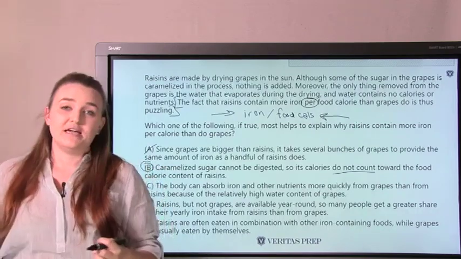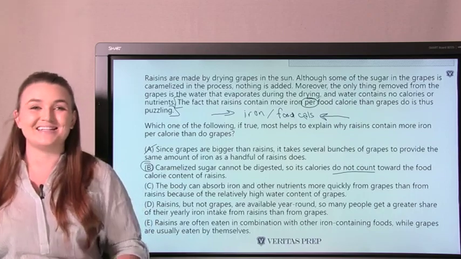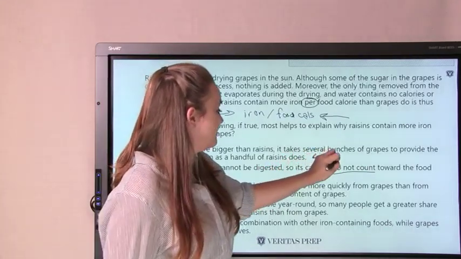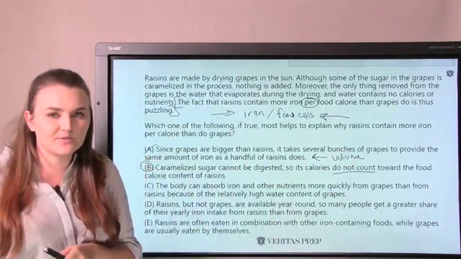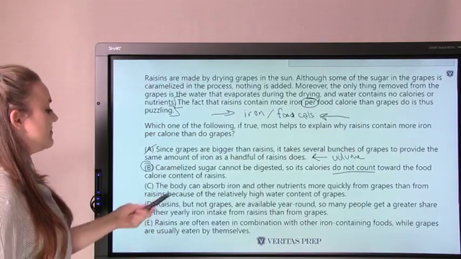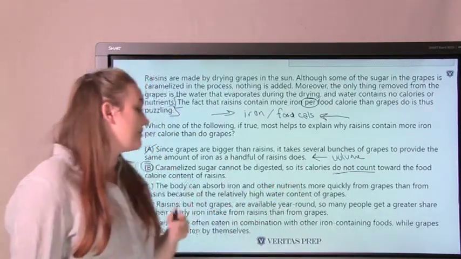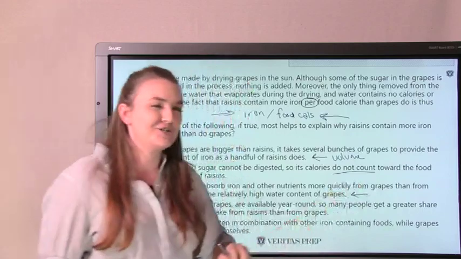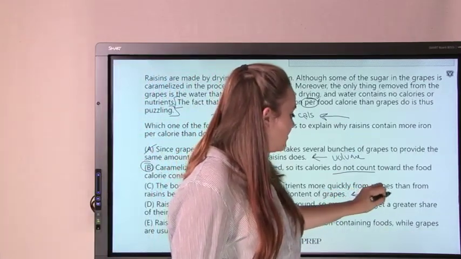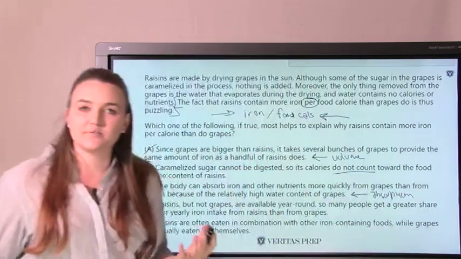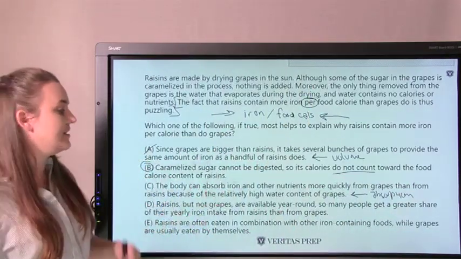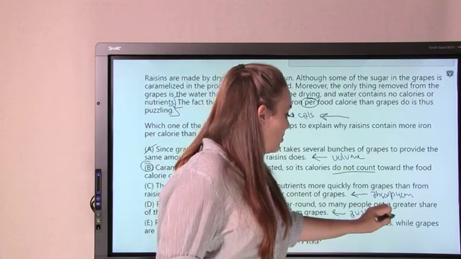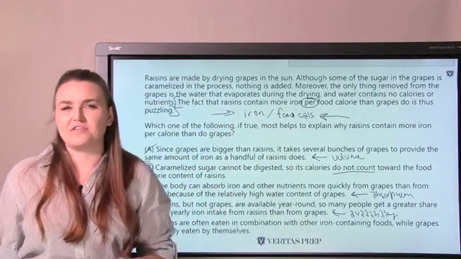Now, what I note is that each of these wrong answers just addresses a different topic or a different question than the one being asked, right? Our first one spoke to volume, and volume wasn't what we were looking for. The third one says the body can absorb iron and other nutrients more quickly from grapes than raisins because of the high water content. Well, yeah, that may speak all good and well to the absorption rate, right? But that's not what we were asked about, nor is the availability that we see in answer choice D, or its combination with other foods.